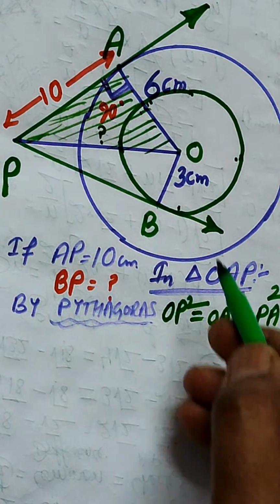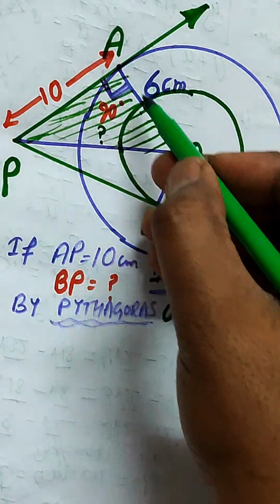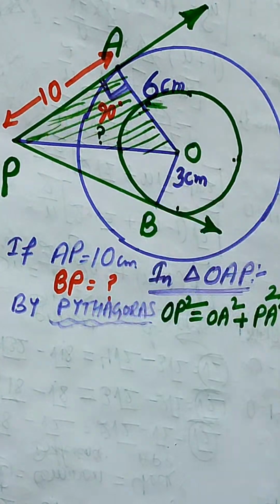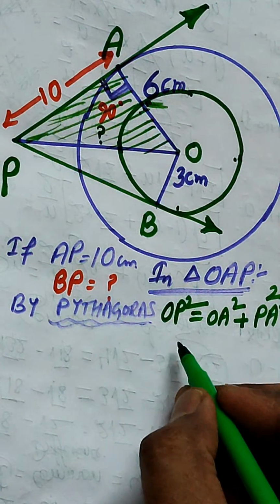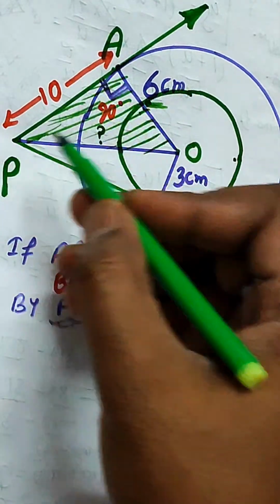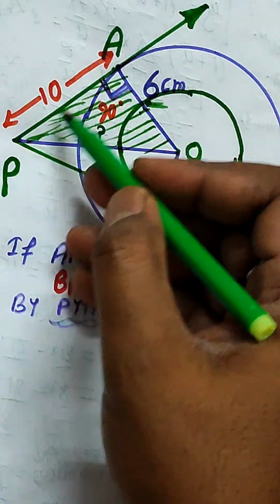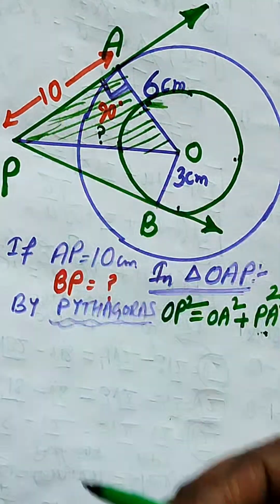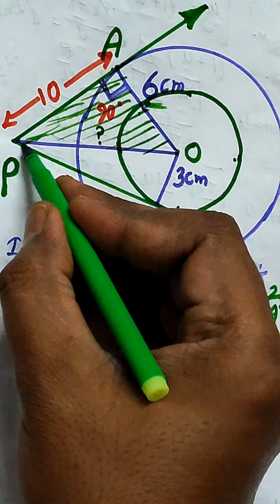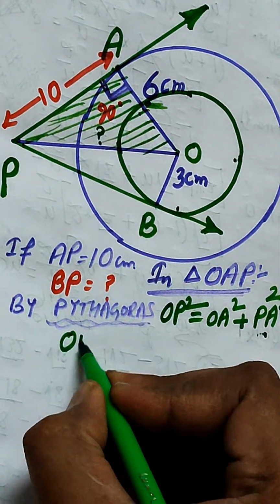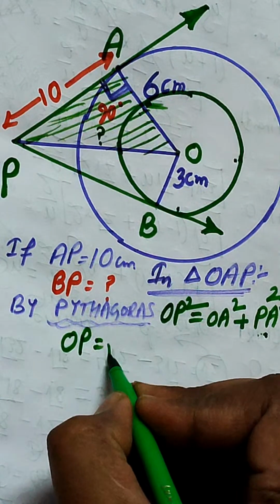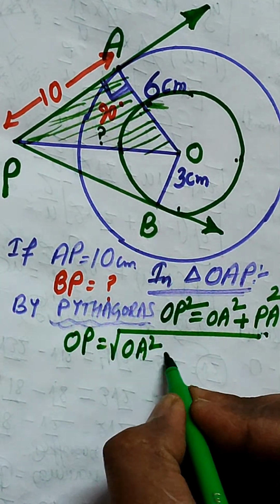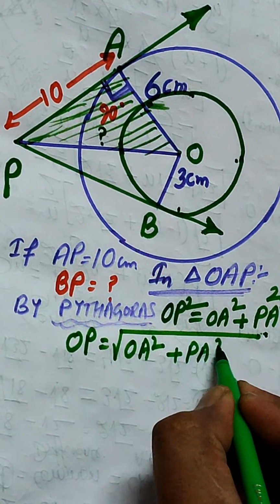Now, the length of OA, the radius of the bigger circle, is given to you as 6 centimeter. Now, just put up the value. AP is also given to you as 10 centimeter. So the length of OP can be said as root over of OA square plus PA square, right?